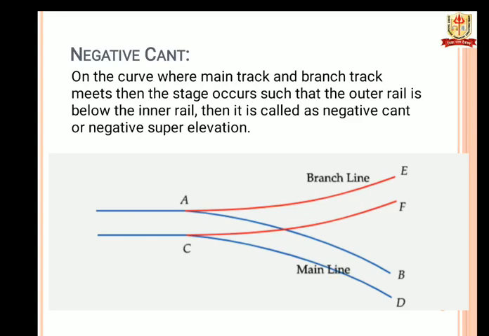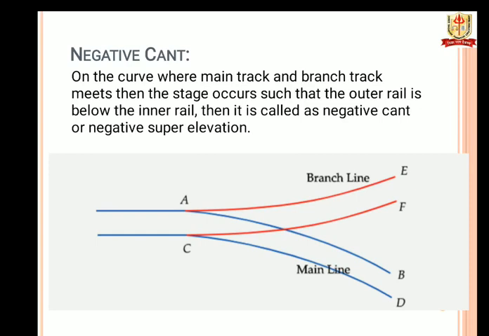Next is negative cant. On a curve where the main track and branch track meet, a situation occurs such that the outer rail is below the inner rail. Then it is called negative cant or negative super elevation. So this is the definition. When the main line lies on the curve and has a turnout of contrary flexure leading to a branch line, the super elevation necessary for the average speed of trains running over the main line curve cannot be provided.